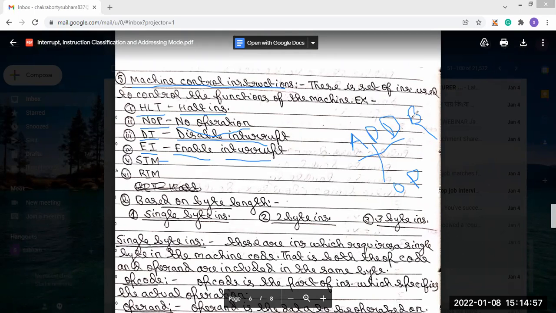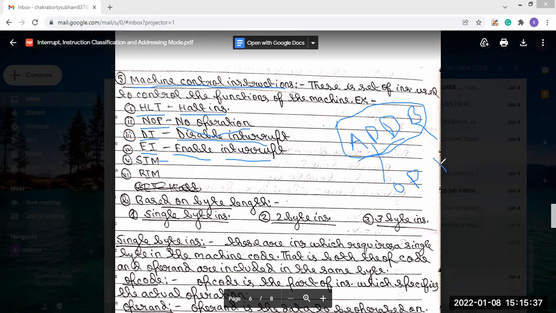So basically, what it is specifying is that both opcode and operand are included in the same byte for the single byte instruction. This is a single byte instruction because here you see opcode and operand are included in the same byte. This is why it is called our single byte instruction.